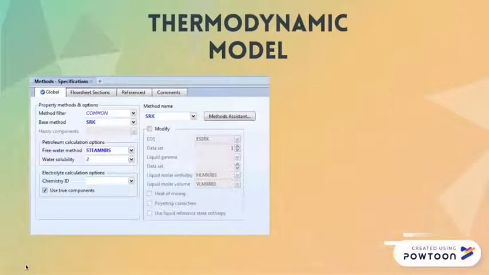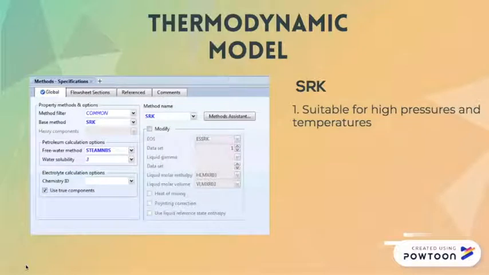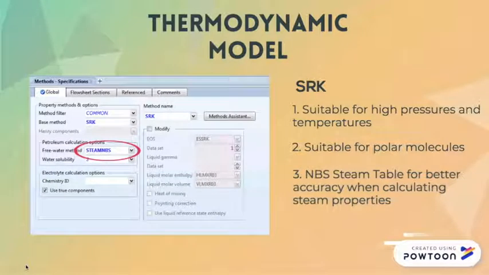We have selected a global model of SRK equation of state model. This is because an equation of state model such as SRK is suitable for simulations with high pressures and temperatures. On top of that, the SRK model handles systems with polar molecules well. These molecules exist in high abundance throughout a process. Finally, the SRK model uses the NBS steam table to calculate steam properties. This gives us a better accuracy.